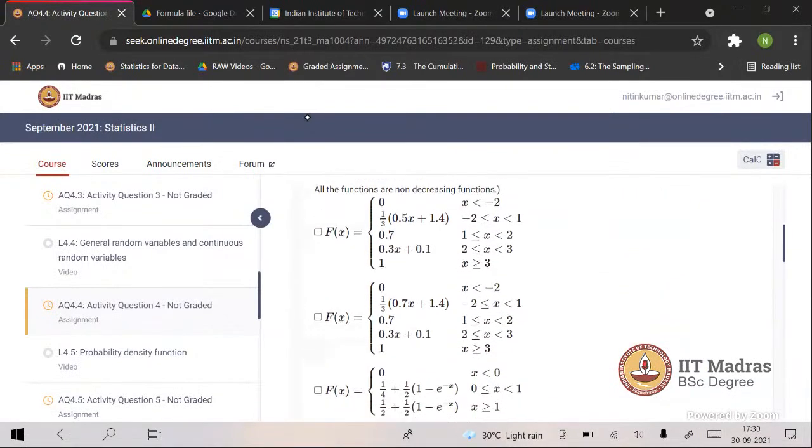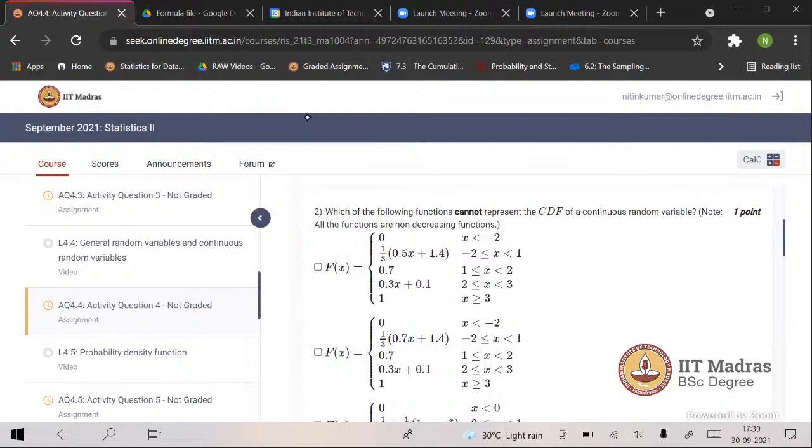Now here, second question. Here you need to find whether this is a CDF of a continuous random variable or not. So how will you define a CDF of a continuous random variable? What are the properties you will look for to decide whether this is a valid CDF of a continuous random variable or not?